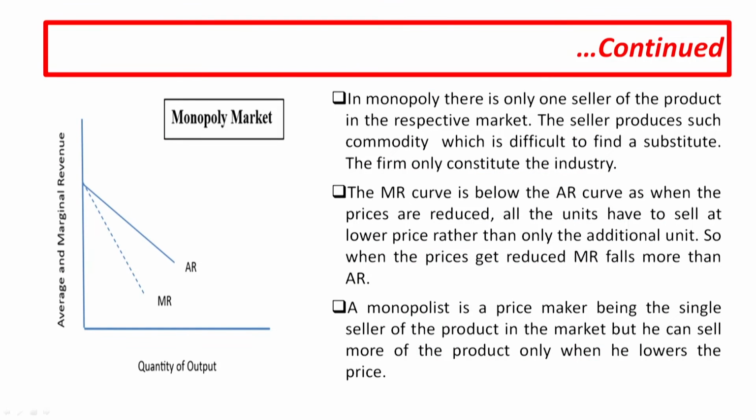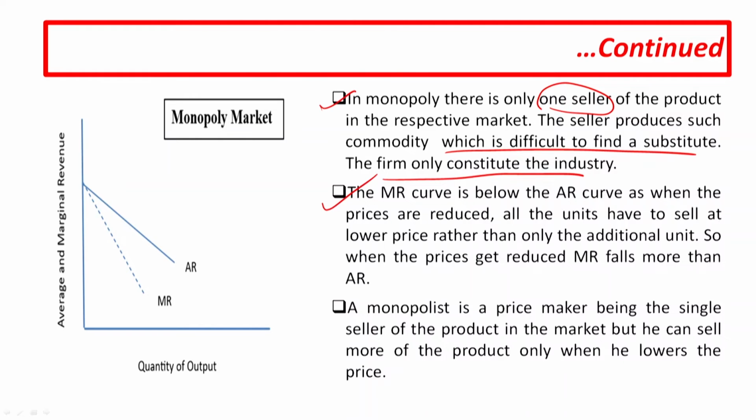Now, you are able to see the diagrammatic representation of the monopoly market. We will try to understand this. In monopoly, there is only one seller or single seller of the product in the market. The seller produces such commodities for which it is difficult to find a substitute, which means the seller produces that commodity only which has no substitute, or it is difficult to have a substitute. The firm only constitutes the industry, which means the firm only is the industry in this case. This is the first point.